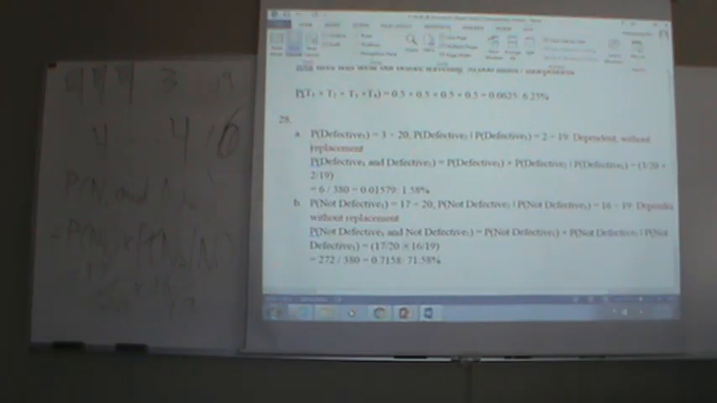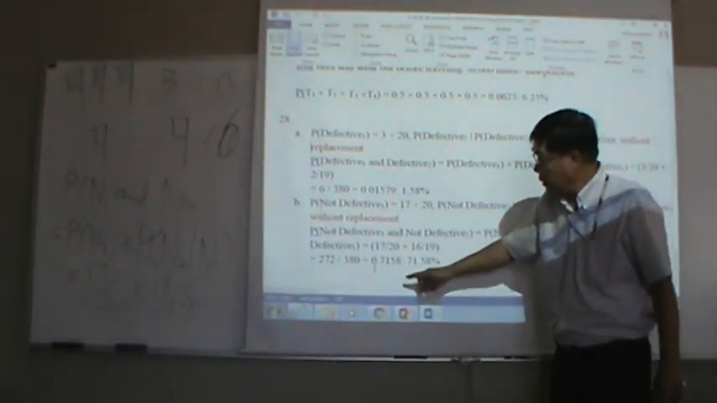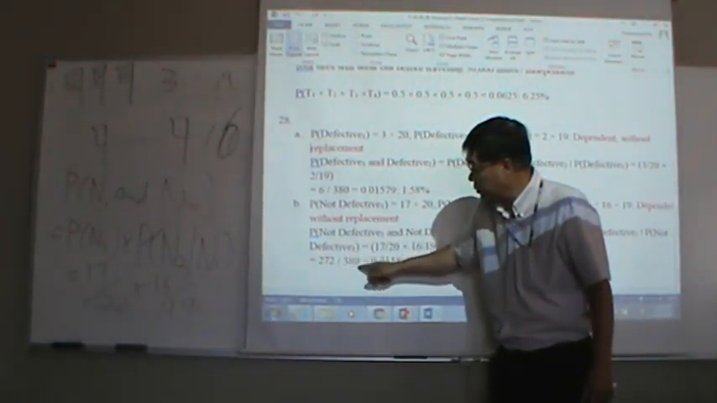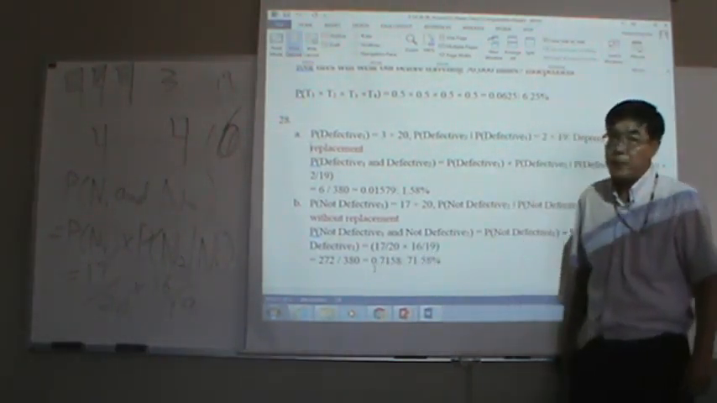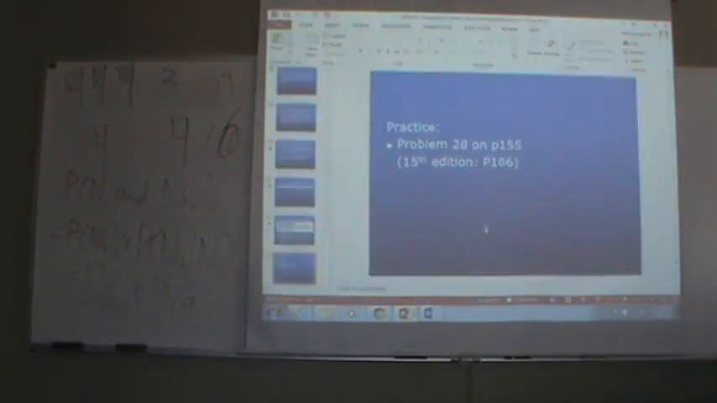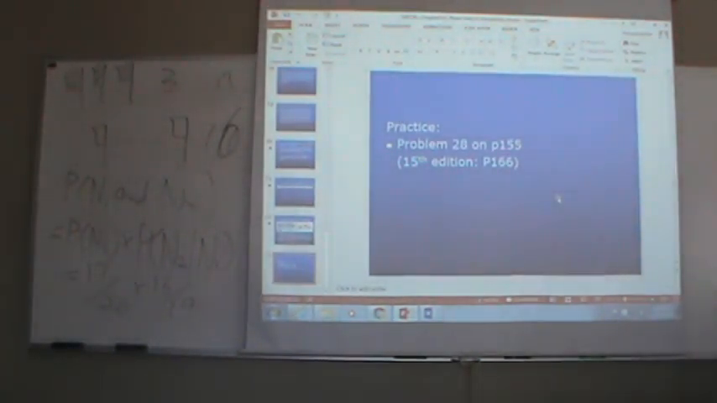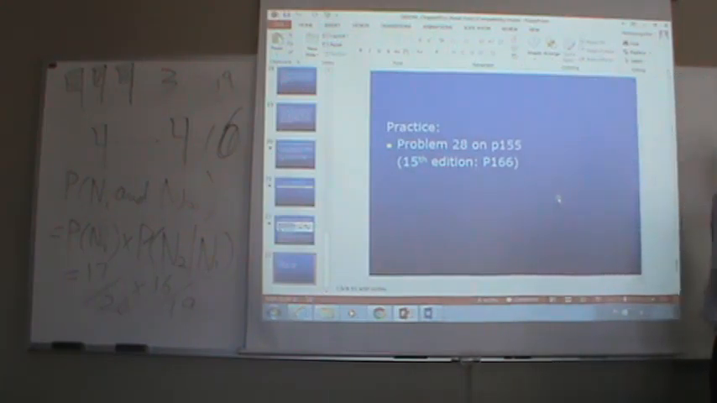Dependent, probability non-defective first one times non-defective second one given non-defective first one. That will be non-defective is 17 out of 20, and once sold out 16, so total is 19, second one 16 out of 19.